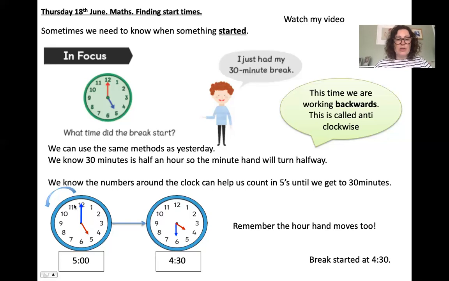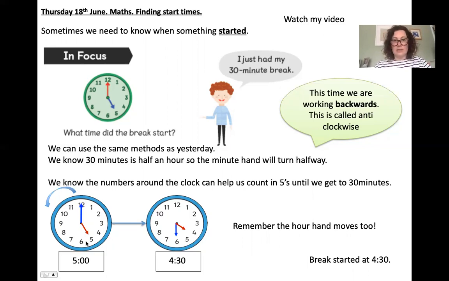We could also use the numbers around the clock to help us skip count in 5s till we get to 30. Remember, we're going backwards. 5, 10, 15, 20, 25, 30. The long minute hand is pointing at the 6, straight down, it's 4:30. You just have to remember that if you are skip counting on the paper, your hour hand will move too. If you don't remember to move your hour hand a little bit, it will look like it's 5:30, but half an hour before 5 o'clock was not 5:30, it's 4:30.